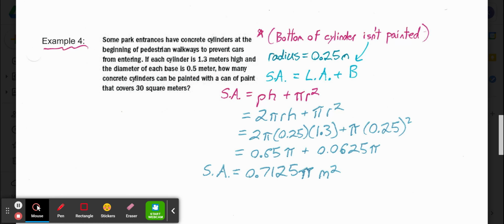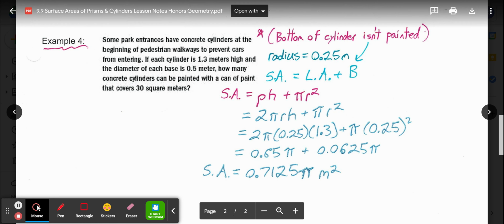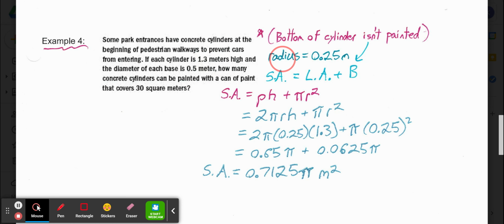So in this case, let's begin with knowing that the bottom of the cylinder doesn't have to be painted, because obviously that's going to be attached to the ground or dug into the ground a little bit. So we don't have to worry about two bases, we only have one base to paint. Then we know if the diameter of the cylinder was 0.5, the radius is 0.25. Just cut it in half.